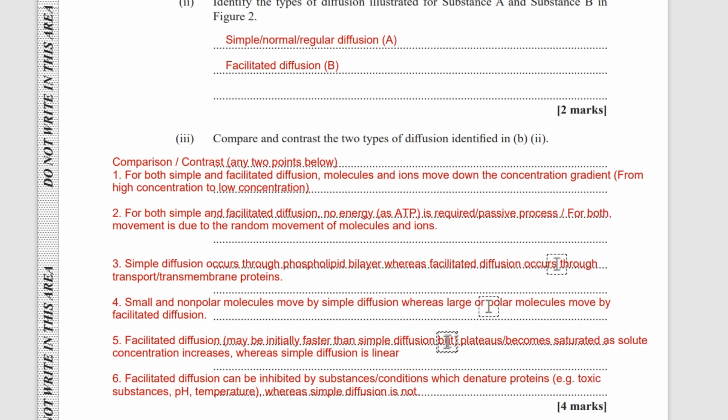Alright, 5. Facilitated diffusion may be initially faster than simple diffusion, but it plateaus, basically what you see in the graph there. It becomes saturated as solute concentration increases, thus the plateau. Simple diffusion is more of a linear relationship. The more concentrated the solute is, the higher the rate of diffusion is going to be. Lastly, facilitated diffusion can be inhibited by substances or conditions which denature proteins. So it's kind of like if it's controlled by a gate, right?